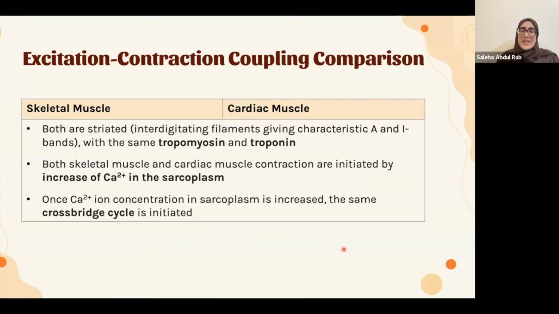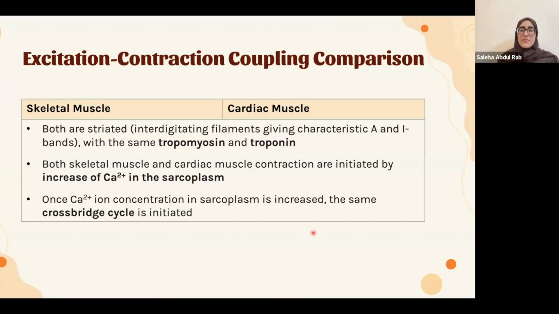A few similarities between the two. Both are striated muscle. So they both have characteristic A and I bands with the same tropomyosin troponin action going on. The contraction coupling, the cross-bridge cycling process is the same in both. Both skeletal muscle and cardiac muscle contraction are initiated by an increase of Ca2+ or calcium in the sarcoplasm. Just the way that the sarcoplasm gets this calcium is different. In skeletal muscle, it's within the cell, the sarcoplasmic reticulum is what is releasing the calcium. Whereas in the cardiac muscle, this calcium is coming from an extracellular source first.